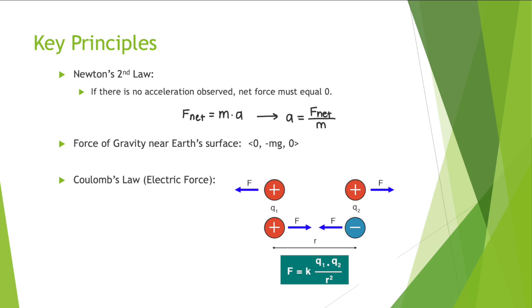The principles we will be using in this lab today include Newton's second law, which states that net force is equal to mass times acceleration, so if there's no acceleration observed, net force must equal 0. Also, the force of gravity near Earth's surface is minus mg in the y direction, and Coulomb's law to calculate electric force is K, Coulomb's constant, times the first charge times the second charge, all divided by r squared.